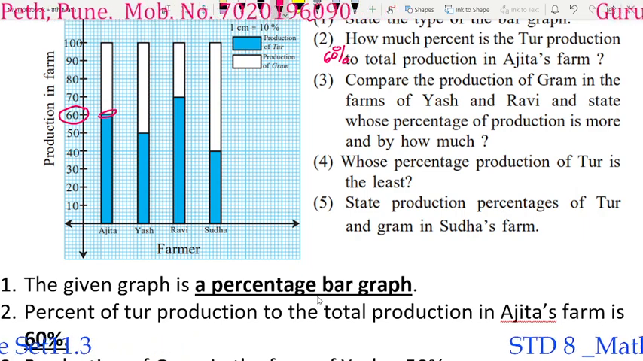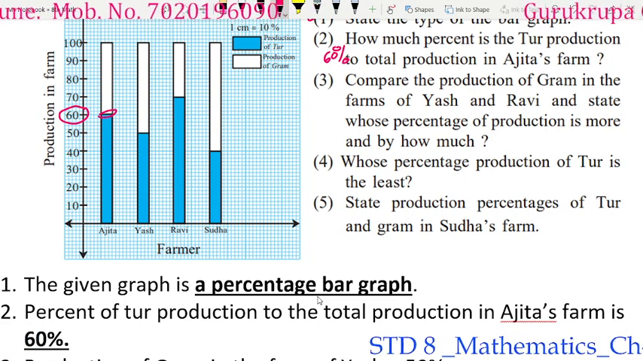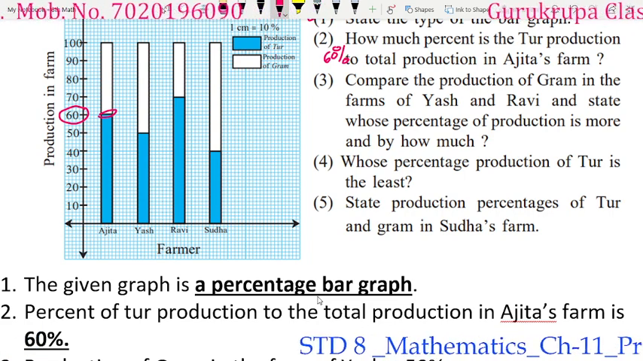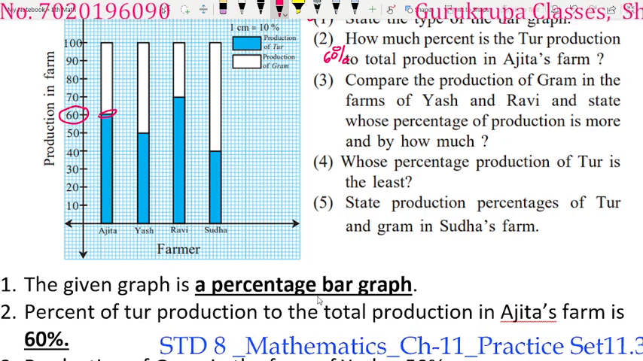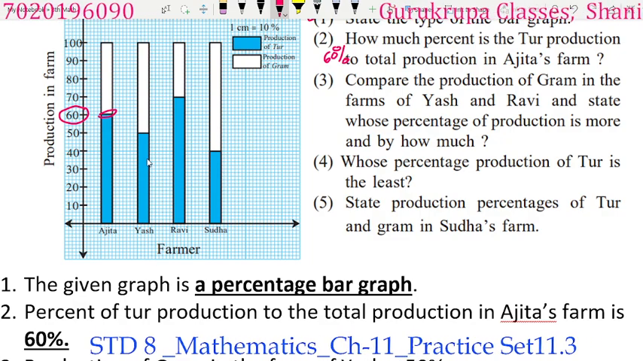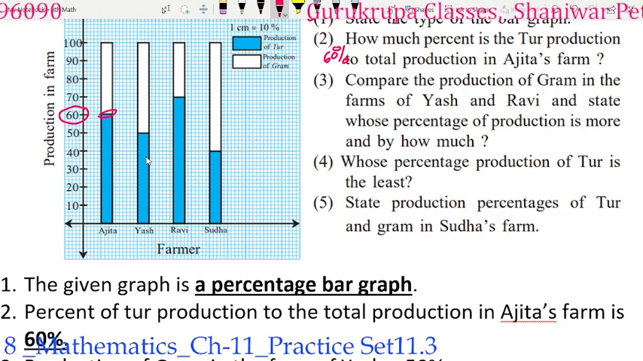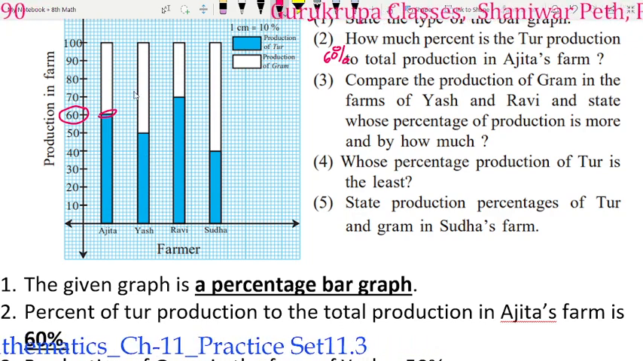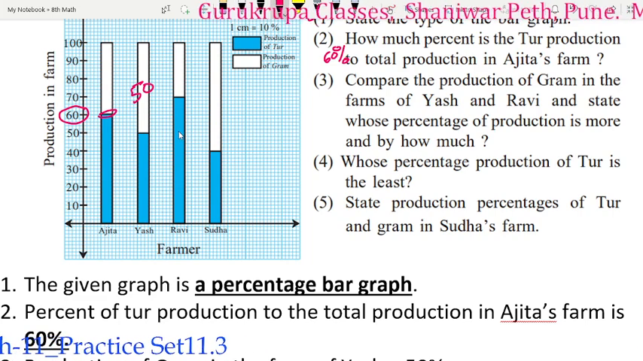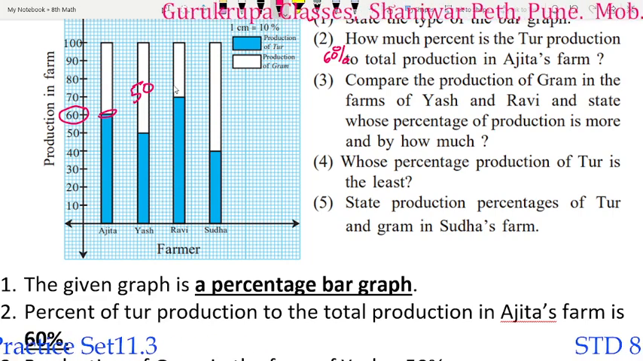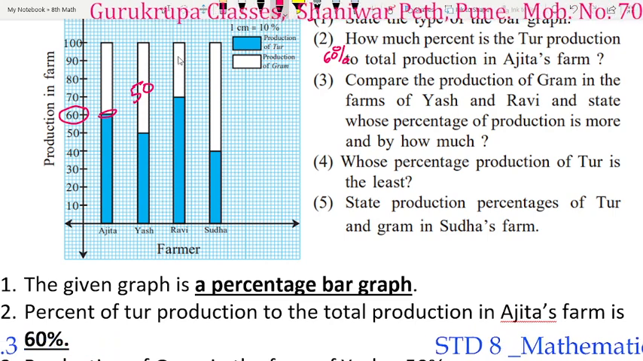Third question, compare the production of gram in the farms of Yash and Ravi and state whose percentage of production is more and by how much. Now look, what is the percentage of gram in Yash's farm? Can anyone tell? So 50%. What about Ravi? Yes. 70%.